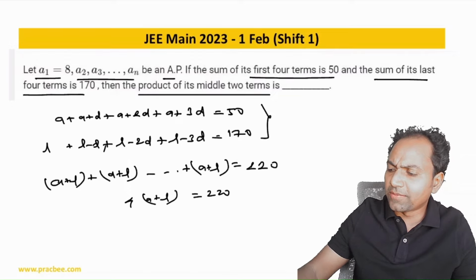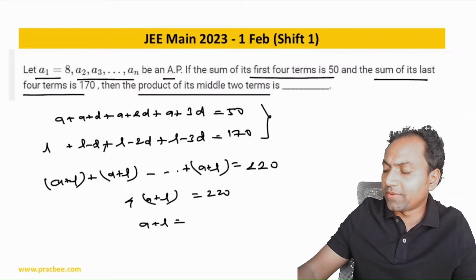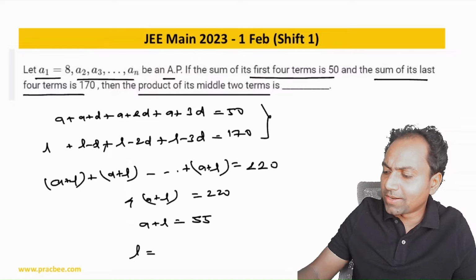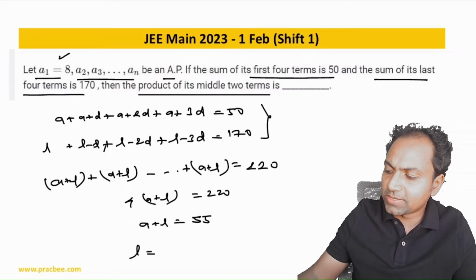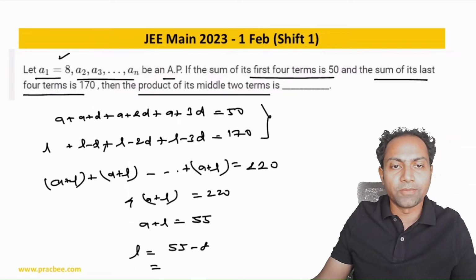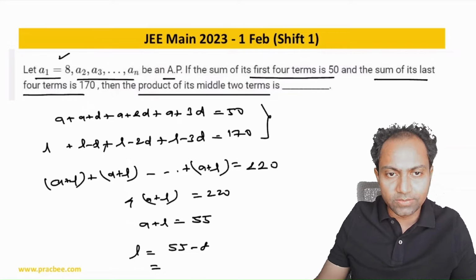What I can do is divide by 4. So if I divide it by 4, it becomes 55. From here we can get the value of L, because A they have already given as 8. So 55 minus 8 will be equal to my L. And if I do that, it comes out to be nothing but 47.